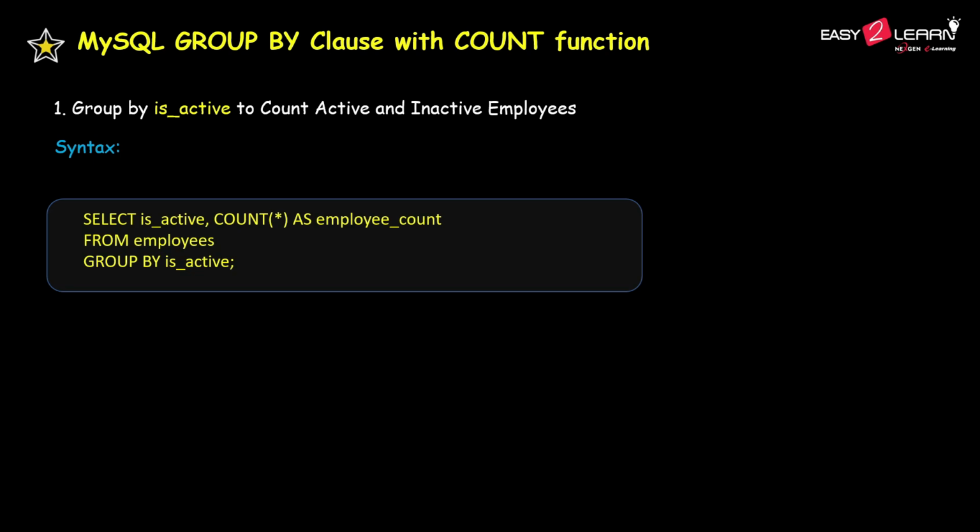Let's see how it is going to group. We have the column is_active. How many different categories of values do we have under this particular column? There are two categories: one is true, another one is false. So it will make all true values one group, and all false values another group. Then on those groups it will apply the count of all column values. Let's see how it is going to be executed.